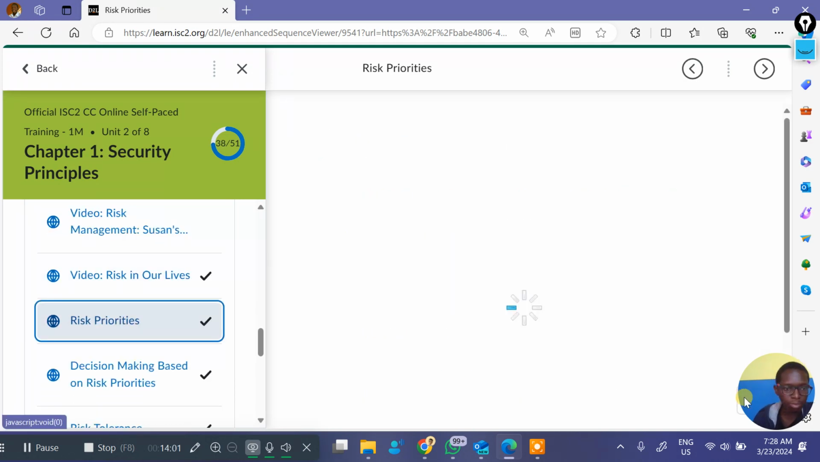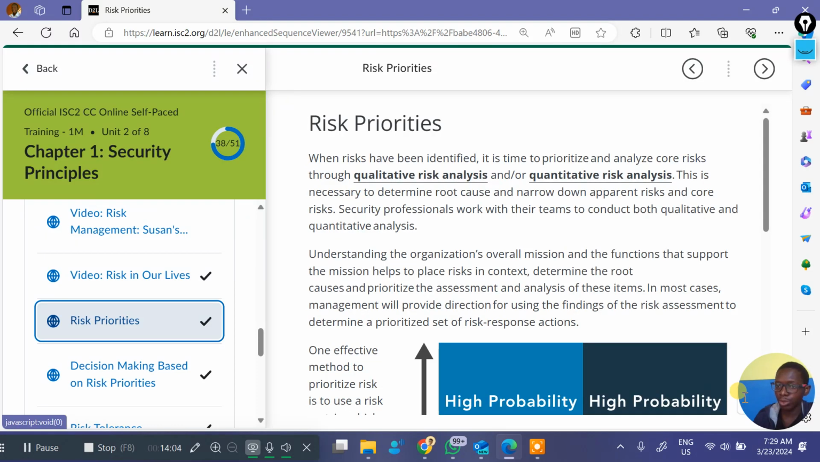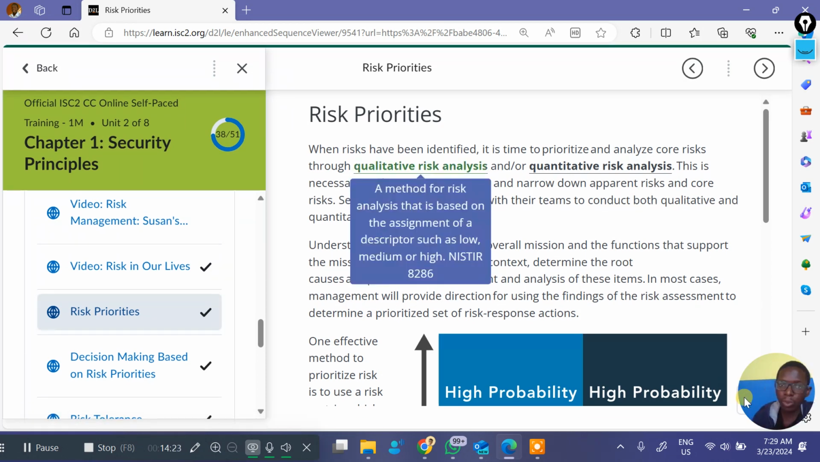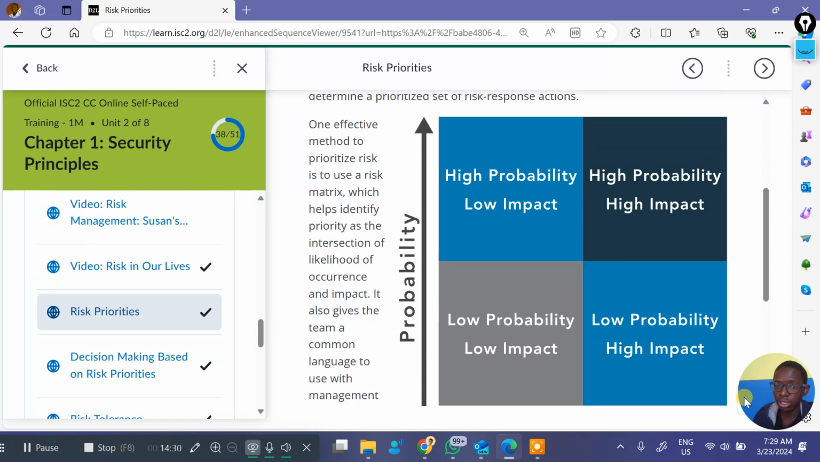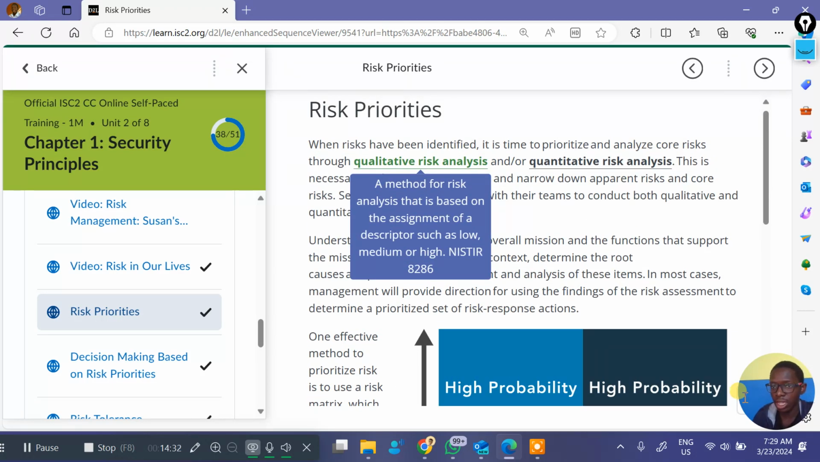And now we are on risk priorities. Unfortunately, it seems we are having a longer video right now. But let's just continue. With risk priorities, basically, it's about how you are looking at the risk, how you prioritize the risk. And we have the qualitative risk analysis and the quantitative risk analysis. The best way to know it is when they talk about qualitative, they are talking about stuff like high, low. Like this one you see right here is qualitative risk analysis. And quantitative is going to include numbers.